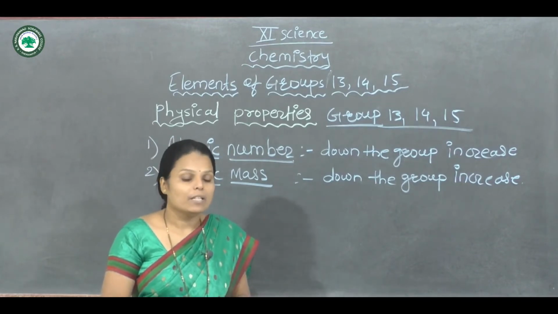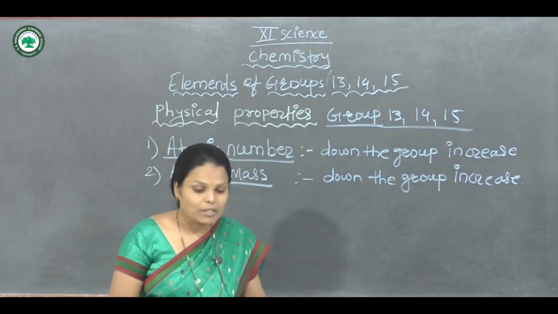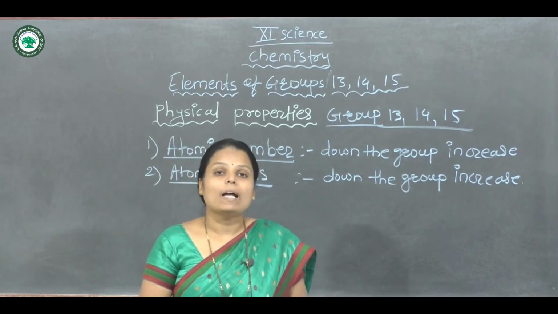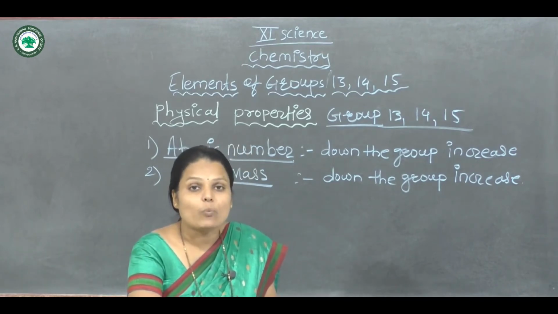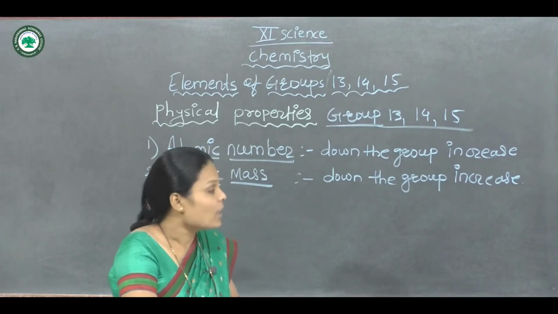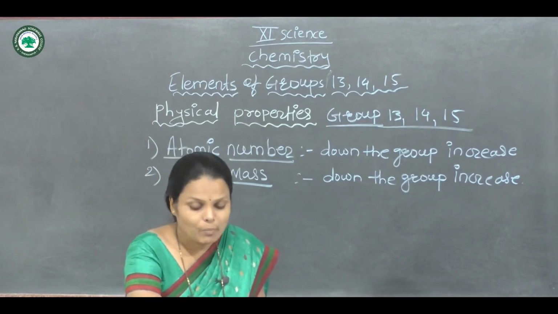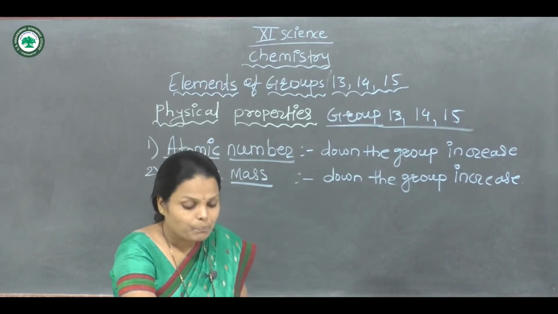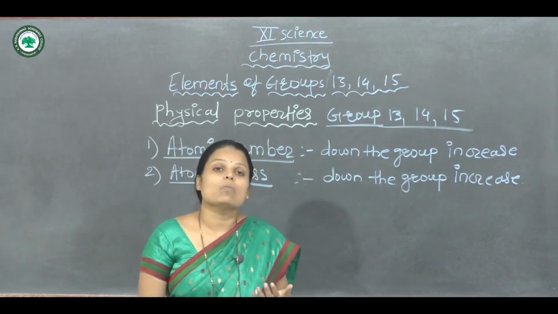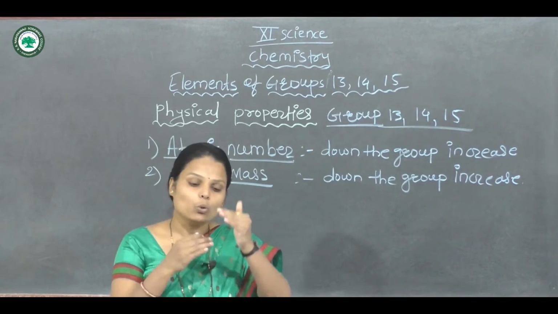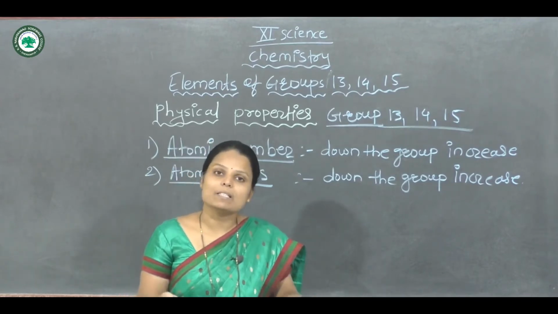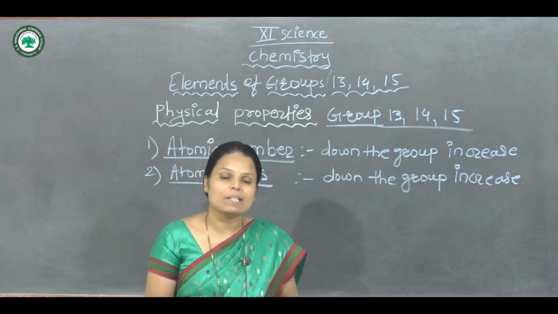For group 13, the first element is boron, and its atomic mass is 10.81. Aluminium is 26.98. Gallium's atomic mass is 69, and indium's atomic mass is 114. This means the atomic mass increases from boron to thallium, that is, down the group.